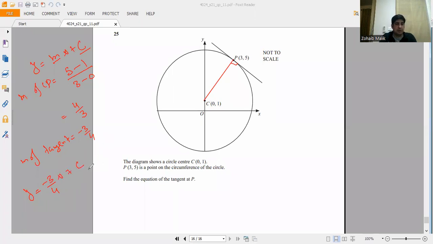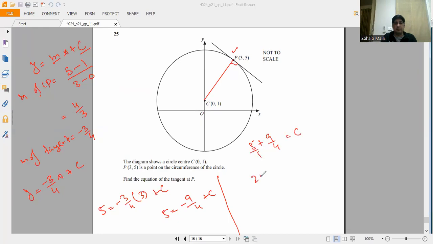Now here we go with the equation y is equal to mx plus c. To find c we need a point, and we can only take this point because this line is passing through this point only. So put 5 in place of y and 3 in place of x. So now 5 is equal to -9 by 4 plus c. Let's take this fraction to the other side, so this would be 5 plus 9 by 4 is equal to c, and let's take the LCM. This would be 20 plus 9 over 4 is equal to c. So c is equal to 29 by 4. So the final equation is y is equal to negative 3 by 4 x plus 29 by 4.